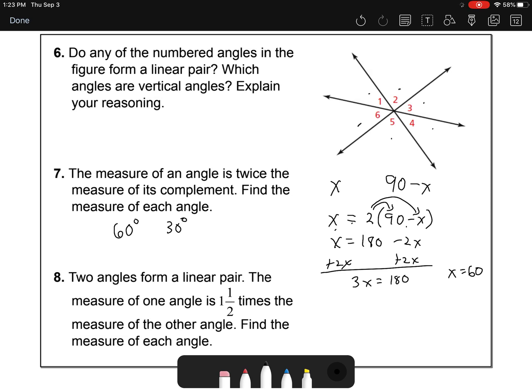So the angles are 60 and 30. Do they add up to 90? Yes. Is one twice the other? Yes, it is.